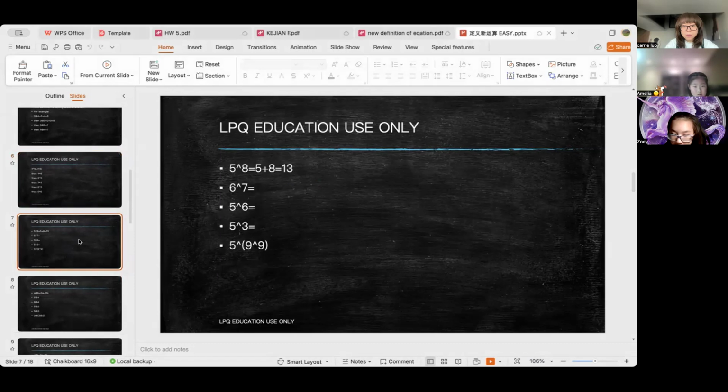Okay, next one. 5 little star 8 equals 13. I'm going to just quickly do this one. So 6, 7 equals what, Amelia? 13. 5, 6 equals what? 11. And Zoe, 5, 3 equals what? 8. Could you please tell me what the final answer is? Okay, send it to me by chat.